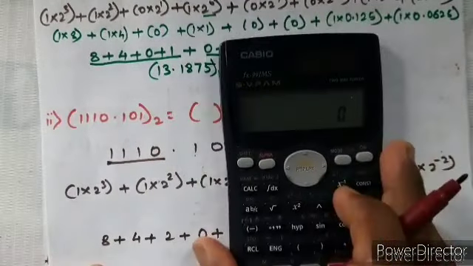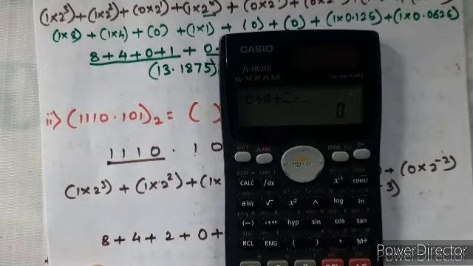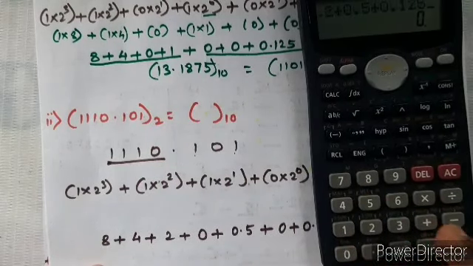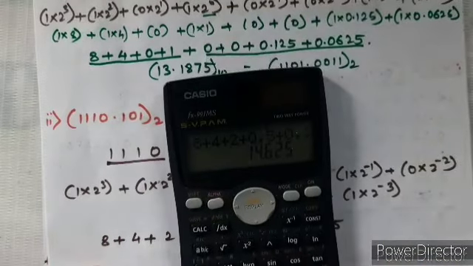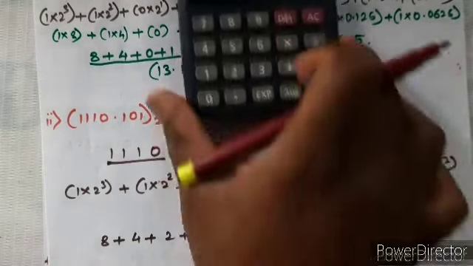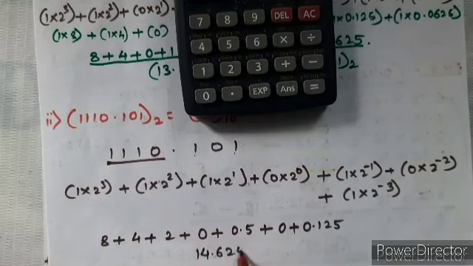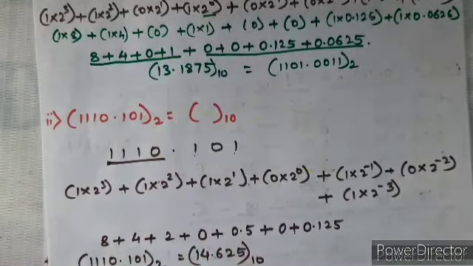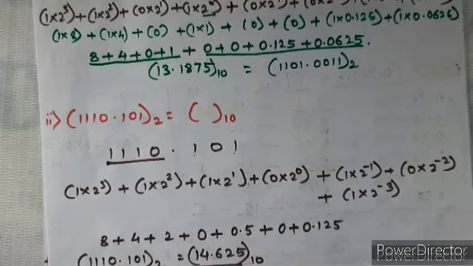Okay, and if we go on adding 8 plus 4 plus 2 plus 0.5 plus 0.125, this gives us the number 14.625. 14.625, right? So this is the decimal equivalent of the given number 1110.101. So this is how you are supposed to convert a given binary number into its equivalent decimal number.